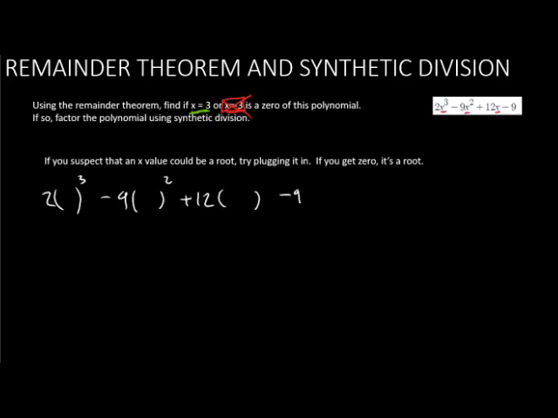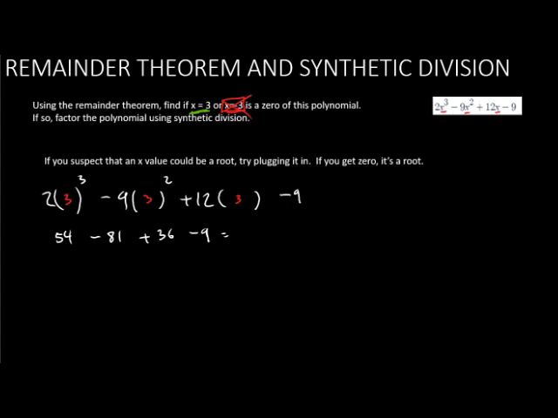In the parentheses, we will write 3. Then we'll do the arithmetic. 3 to the third power is 27, times 2 gives us 54. 3 to the second power is 9, times negative 9 gives minus 81. 12 times 3 will give us 36, and then we subtract 9.